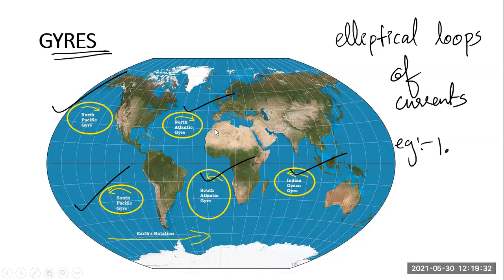You can note the names of the five of them: North Pacific gyre, South Pacific gyre, North Atlantic gyre, South Atlantic gyre, and the Indian Ocean gyre.